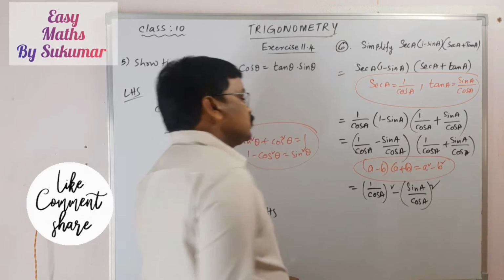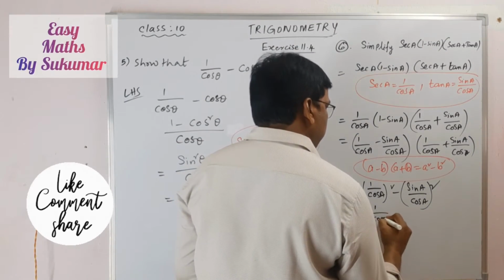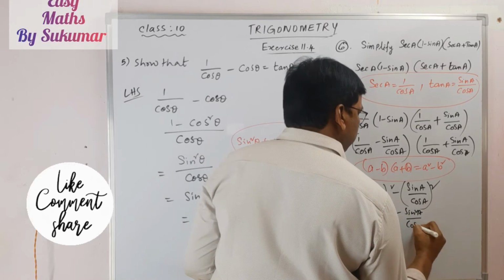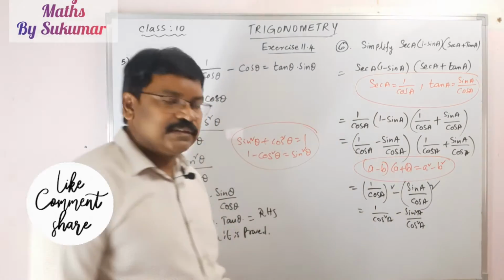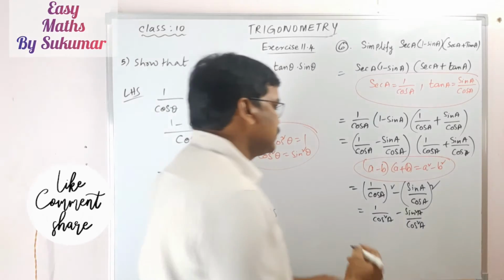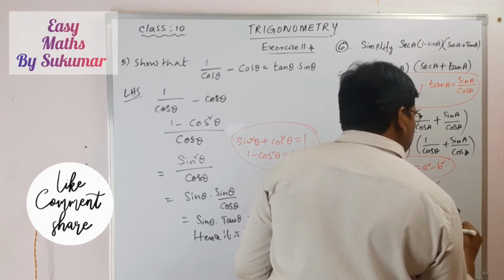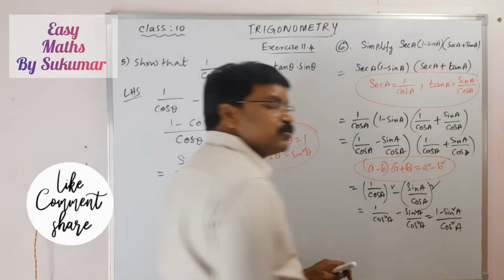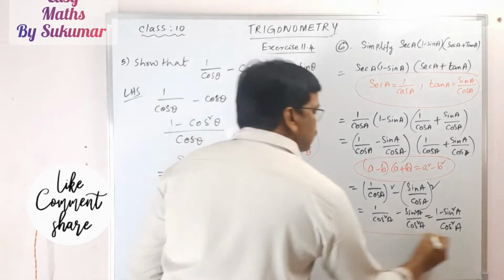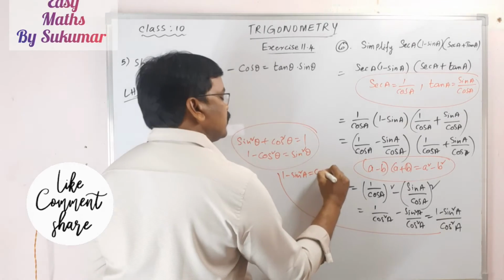Right. So look here, my dear students, this is 1 by cos square A minus sin square A by cos square A. Have a look here. Both the denominators are equal, cos square A. That means we can write directly 1 minus sin square A by cos square A. So what is 1 minus sin square A here? From this identity, my dear students, 1 minus sin square A is equal to cos square A, no?